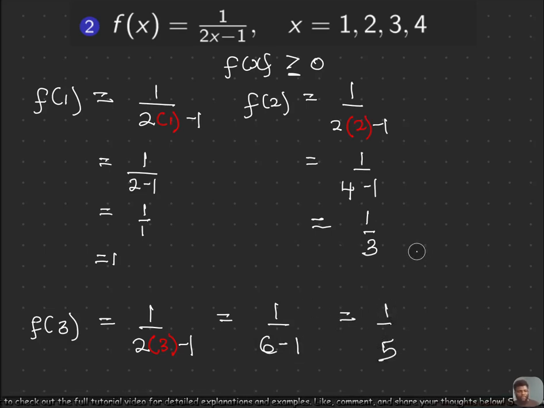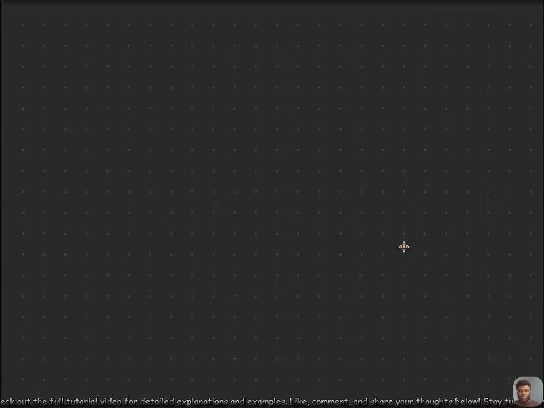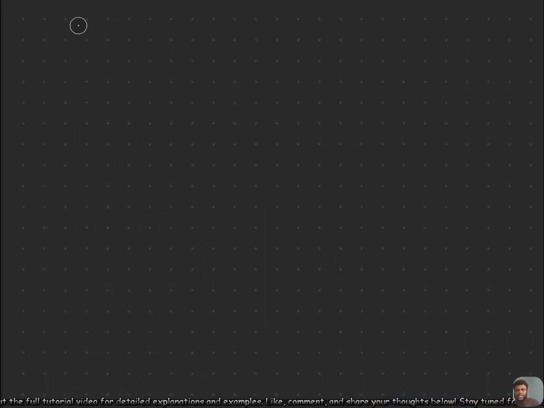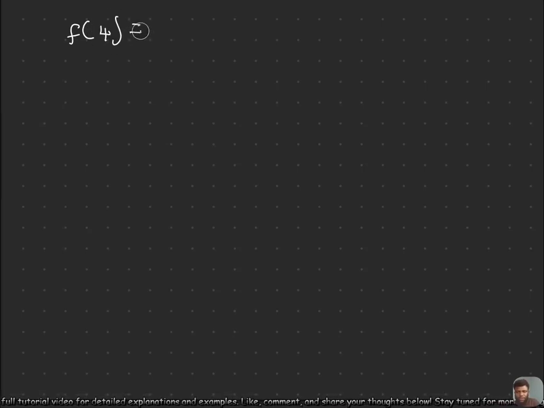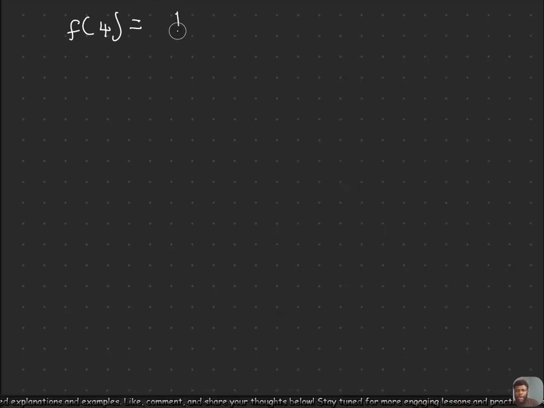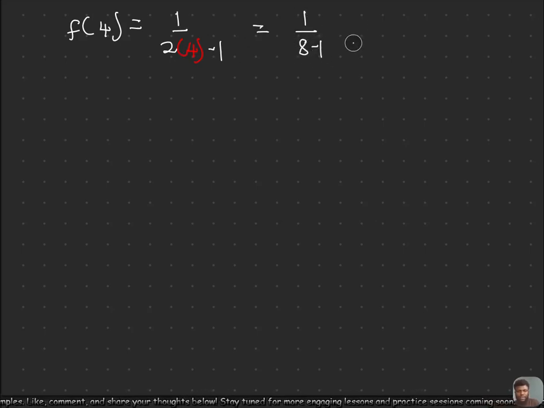All these are passing, so let's check the last one as well. The last one is f of 4. Using the same function, we have 1 all over 2 into bracket 4, then minus 1. Evaluating, we have 1 over 8 minus 1, and 8 minus 1 gives us 7. So we have tested, and all have passed the first condition: they are all greater than or equal to 0. At least they are all greater than 0.